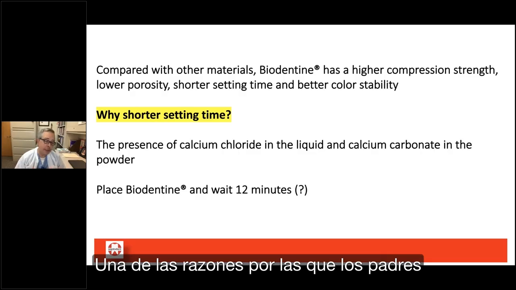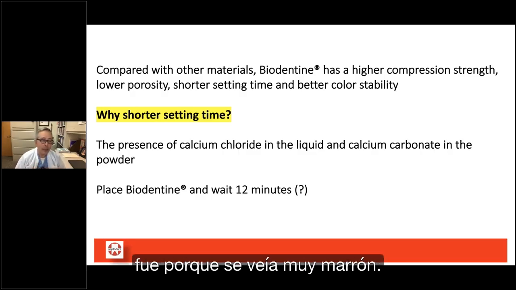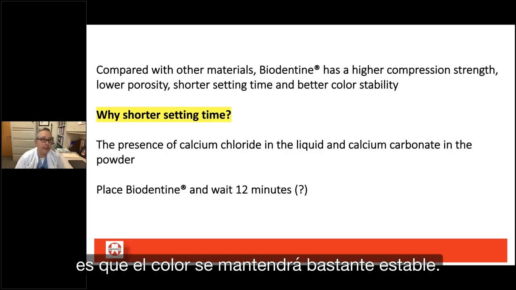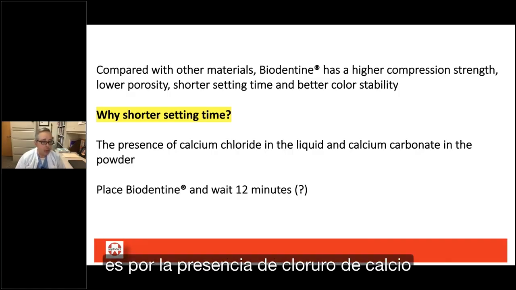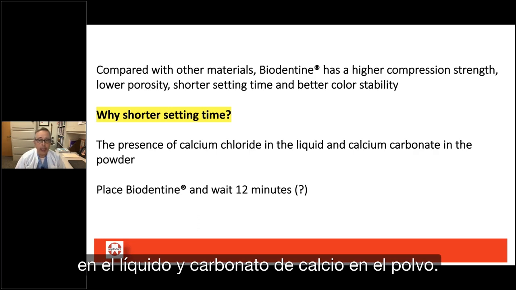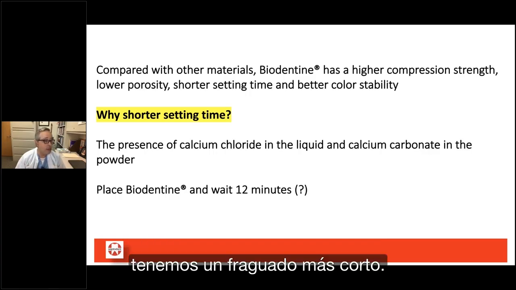One of the reasons the parents brought the patient back to the office, I didn't place that material, was because it was looking really brown. One of the advantages of Biodentine is that the color will stay pretty stable. Why the shorter time, if you want to know, is because of the presence of calcium chloride in the liquid and calcium carbonate in the powder. So thank you to calcium chloride and calcium carbonate for the shorter time.